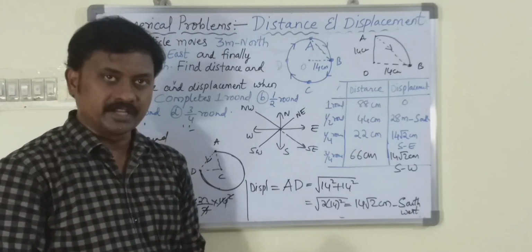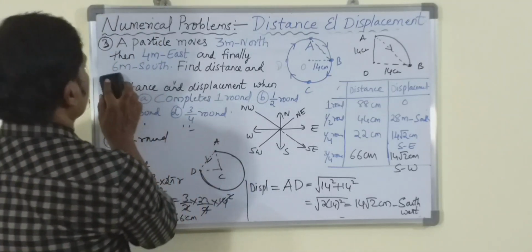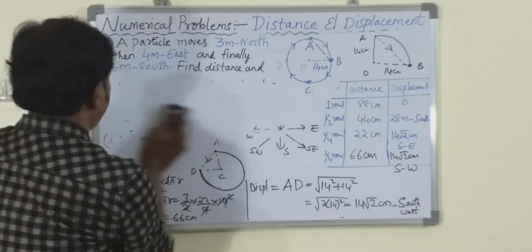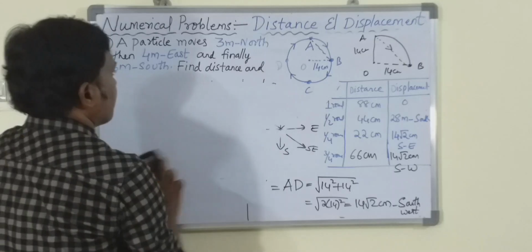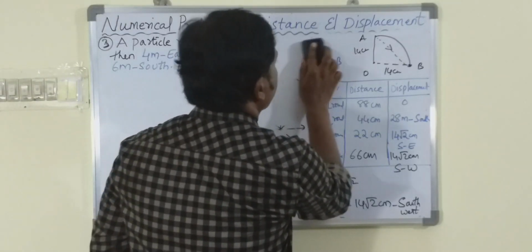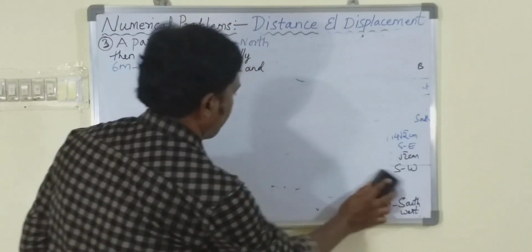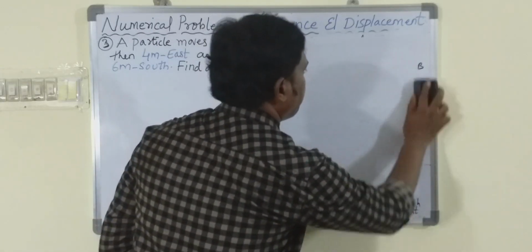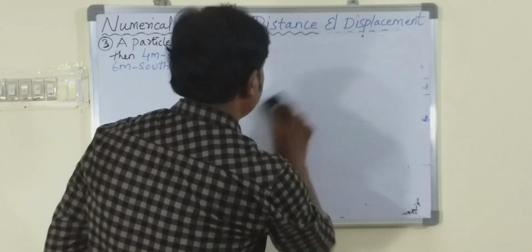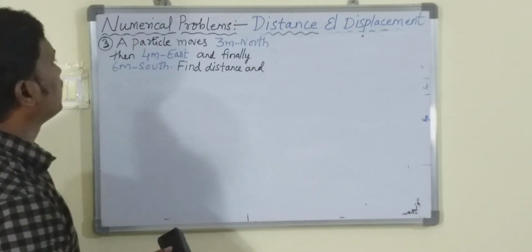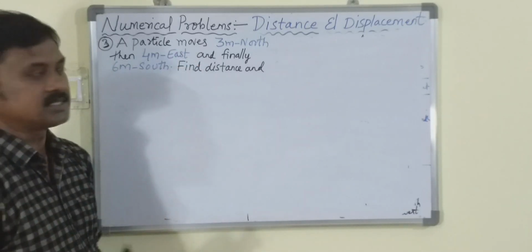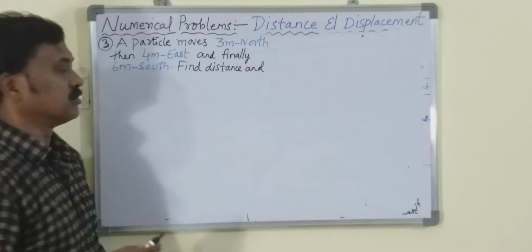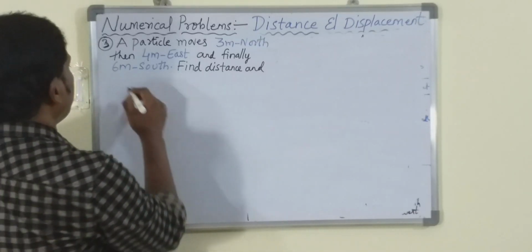Now we'll go for the next problem. Okay. So see the next problem. A particle moves 3 meters north, then 4 meters east, and finally 6 meters south. Find the distance and displacement.